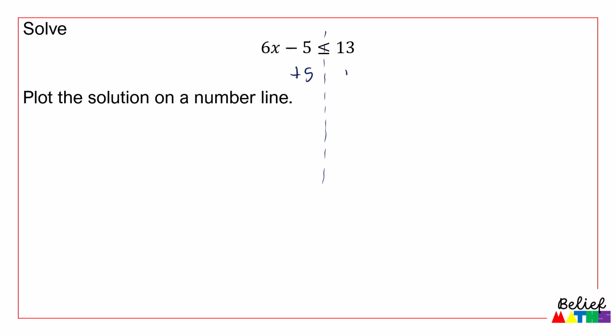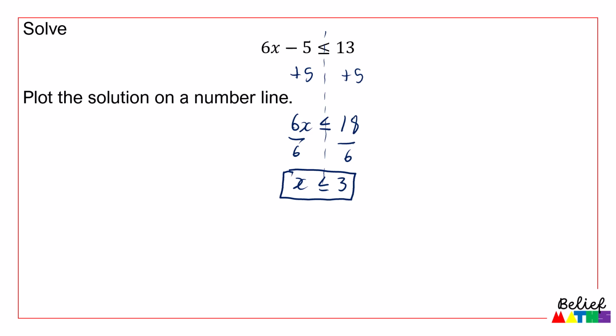Plus 5, plus 5. So that gives us 6x is less than or equal to 18. Dividing both sides by 6, we get x is less than or equal to 3. Now if we were asked just to solve it, we must write x is less than or equal to 3 on our answer line. If we just write 3, it's not correct. We have to include the inequality sign.